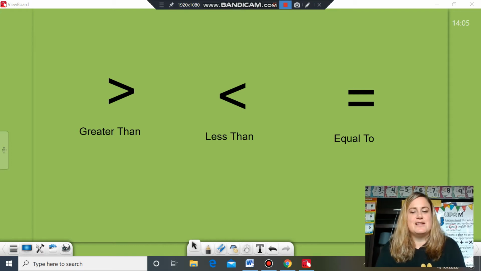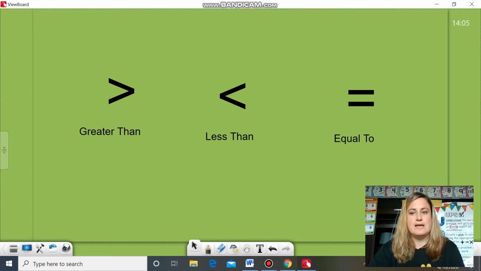Hey, kindergarten friends. Today I am going to do a video to review the signs that you see on your screen right now: the greater than, the less than, and the equal to sign.